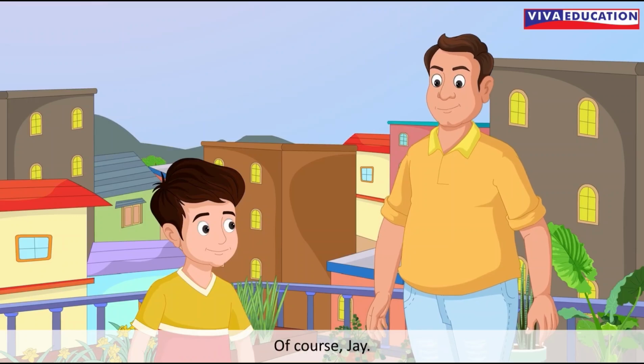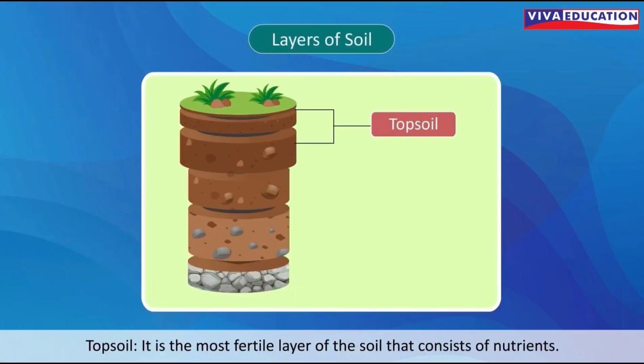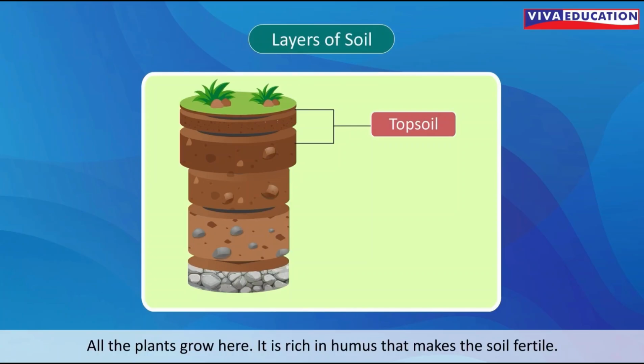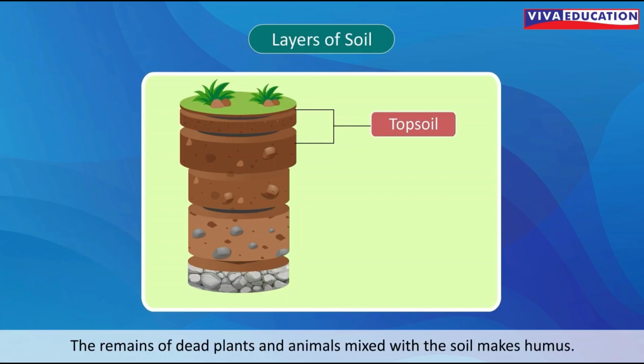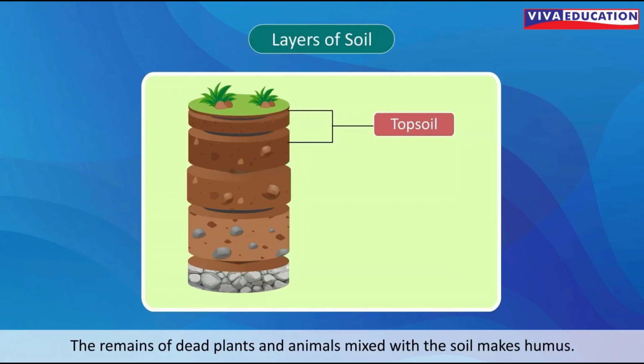Of course, Jay. Topsoil. It is the most fertile layer of the soil that consists of nutrients. All the plants grow here. It is rich in humus that makes the soil fertile. The remains of dead plants and animals mixed with the soil makes humus.